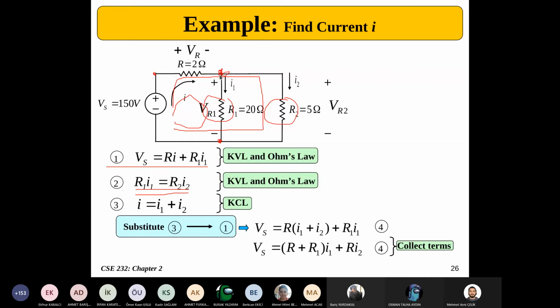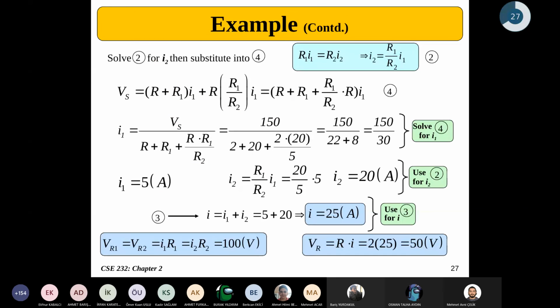The third one is the current on this node. The current coming in here, let's call it I, should be equal to the current leaving this node. That is, there are two currents leaving in here. First one is I2, the second one is I1. That I is equal to I1 plus I2. Using these three equations, we'll be able to calculate the total current passing through this node in here, then calculate everything else.